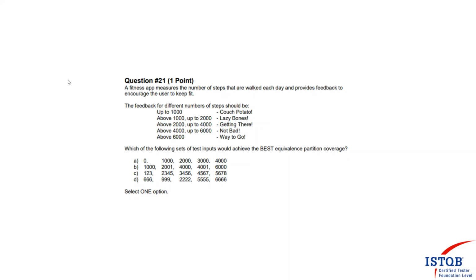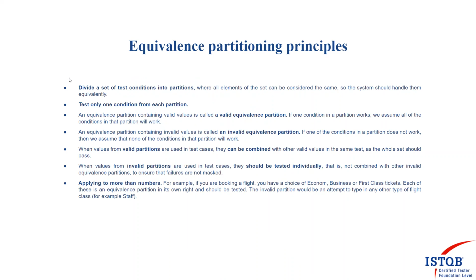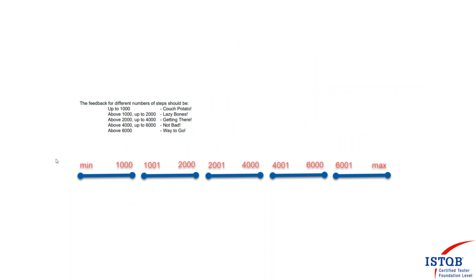Remember, no matter if the question is big or small, looks like an easy one or a complex one, when a question is related to equivalence partitioning, the first thing you need to do is to divide a set of test conditions into partitions. And when you have a range of values, I recommend drawing it. Then it is easier to see if something is missed and which value relates to which partition. We have 5 partitions in total.